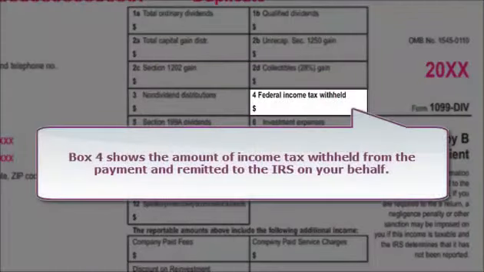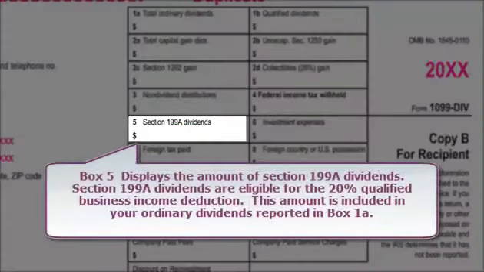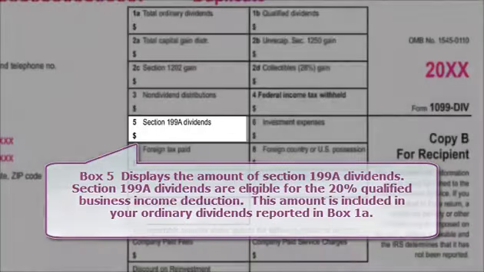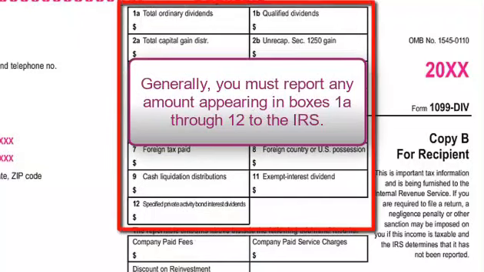Box 4 shows the amount of income tax withheld from the payment and remitted to the IRS on your behalf. Box 5 displays the amount of Section 199A dividends. Section 199A dividends are eligible for the 20% qualified business income deduction. This amount is included in your ordinary dividends reported in Box 1A. Generally, you must report any amount appearing in Boxes 1A through 12 to the IRS.